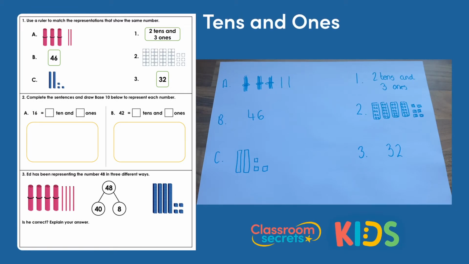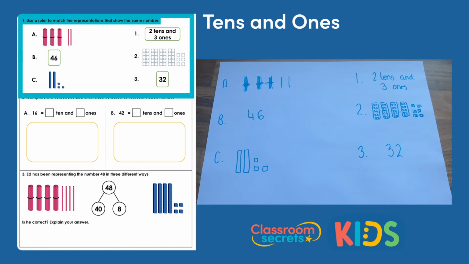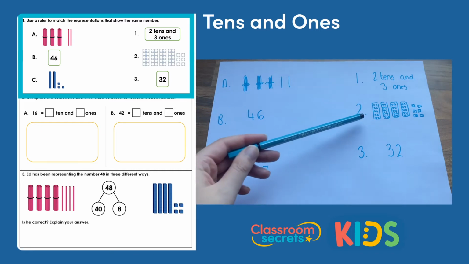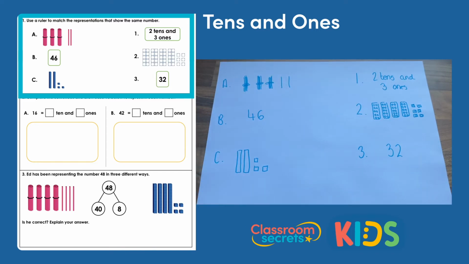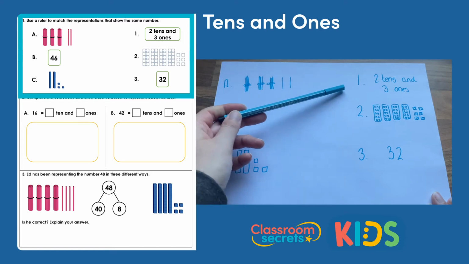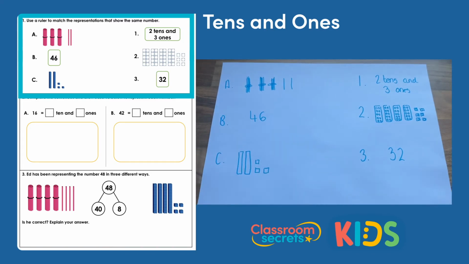So let's start with question 1. Use a ruler to match the representations that show the same number. Now, we have lots of numbers represented in different ways here. We've got straws, we've got number pieces, we've got base 10. First thing I'm going to do to make things easier is count up the representations that are not written in numerals and write the correct numeral underneath. And this will make the matching really easy because I've got to match my A, B and C to 1, 2 or 3. So let's start with A, which is my straws.